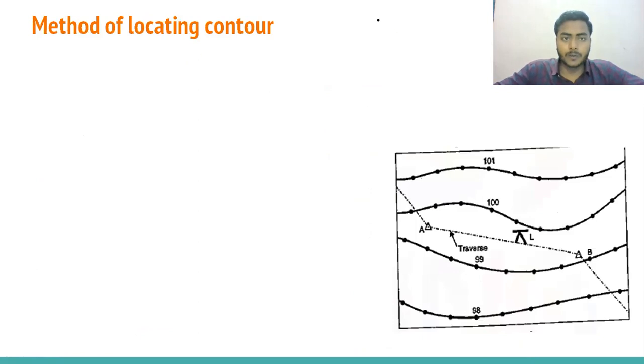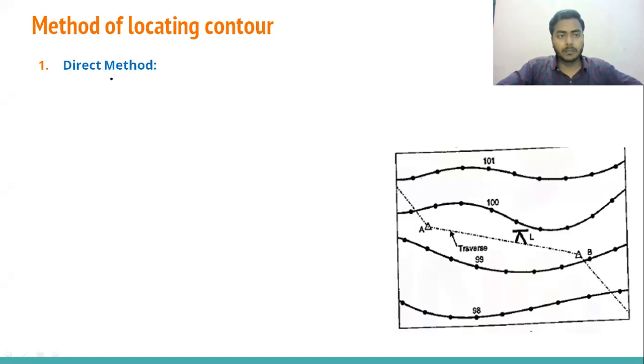Method of locating contours. There are two methods by which we can locate the contour. The first method is the direct method. Directly we will go to the field and locate where the contour line crosses at equal elevation. This means we will go to the ground and locate the points with equal elevation, then we can draw.